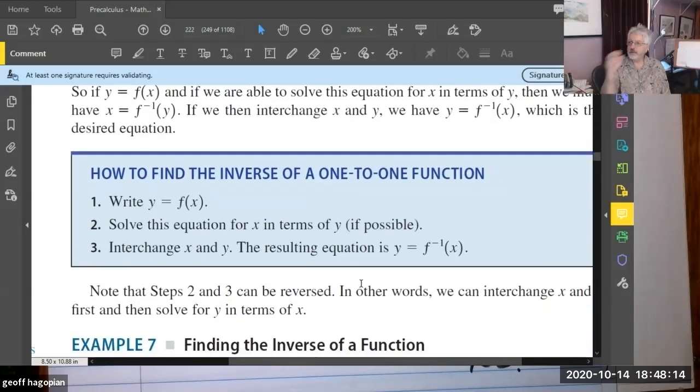Well, they have a 3-step process, and you can skip step 2 if you like. Step 2 is not essential. In fact, I usually reverse steps 2 and 3 here.